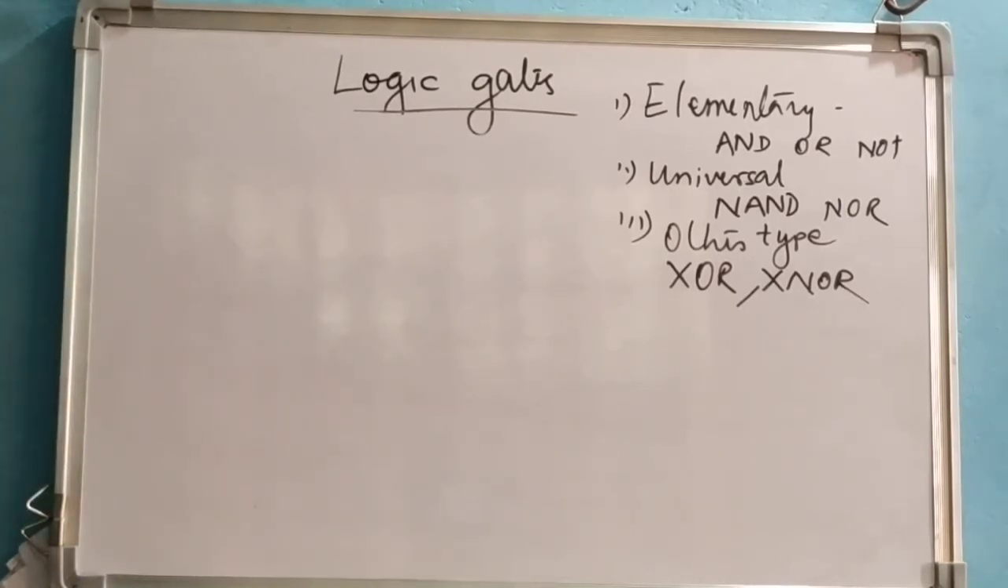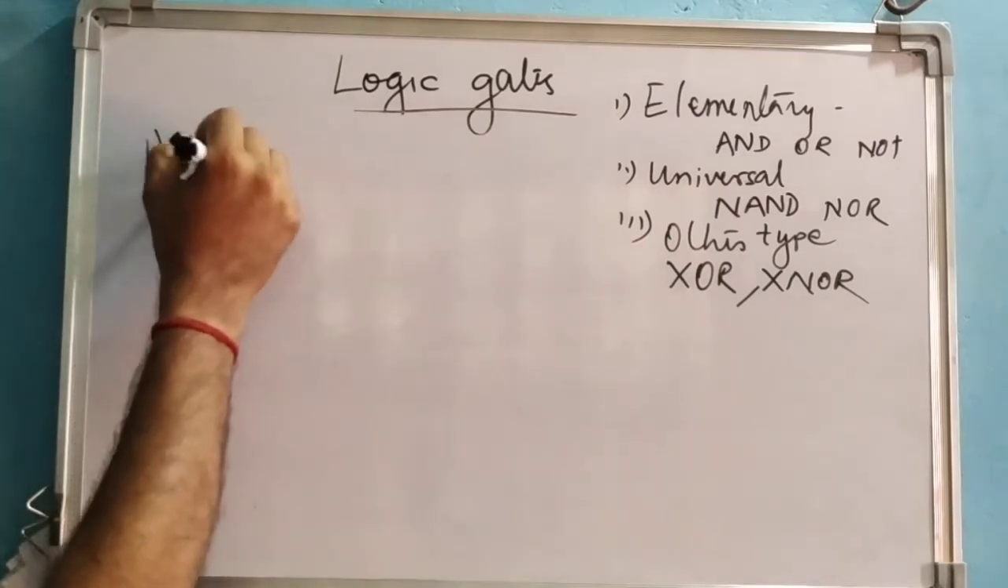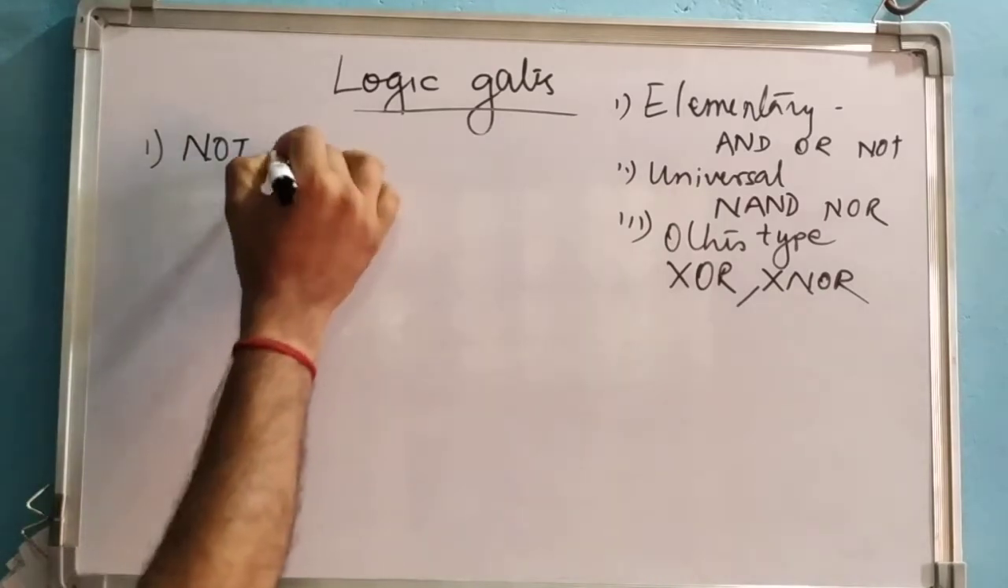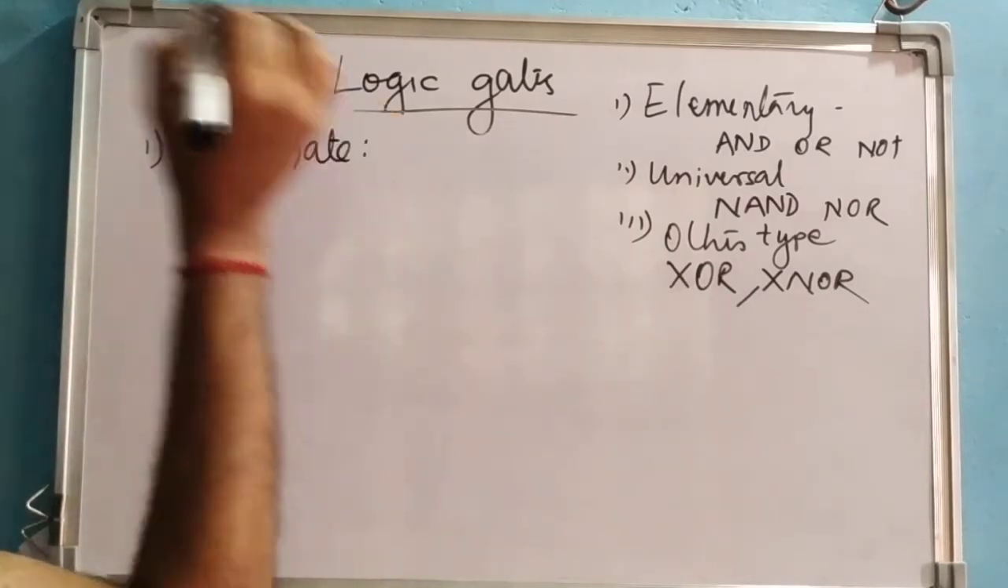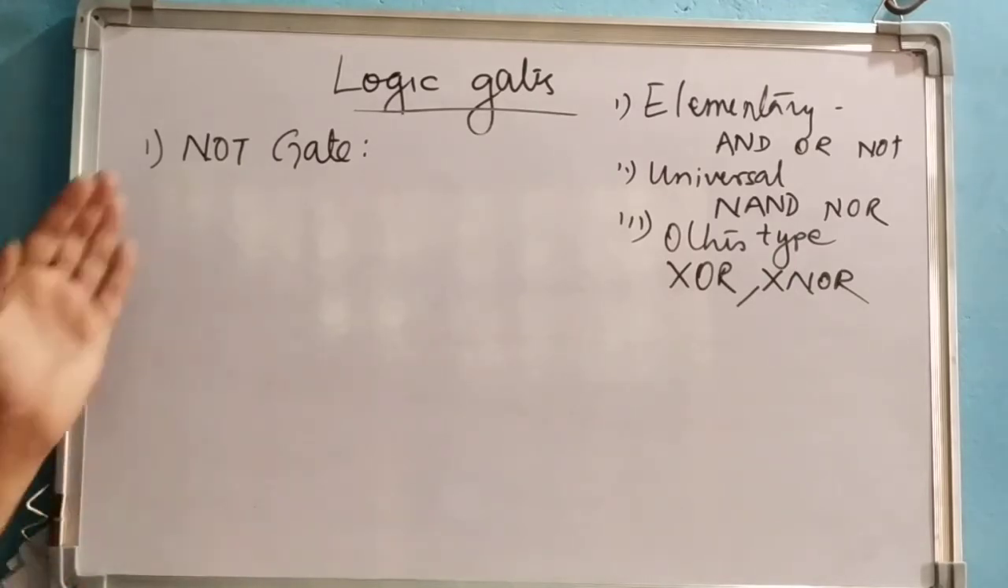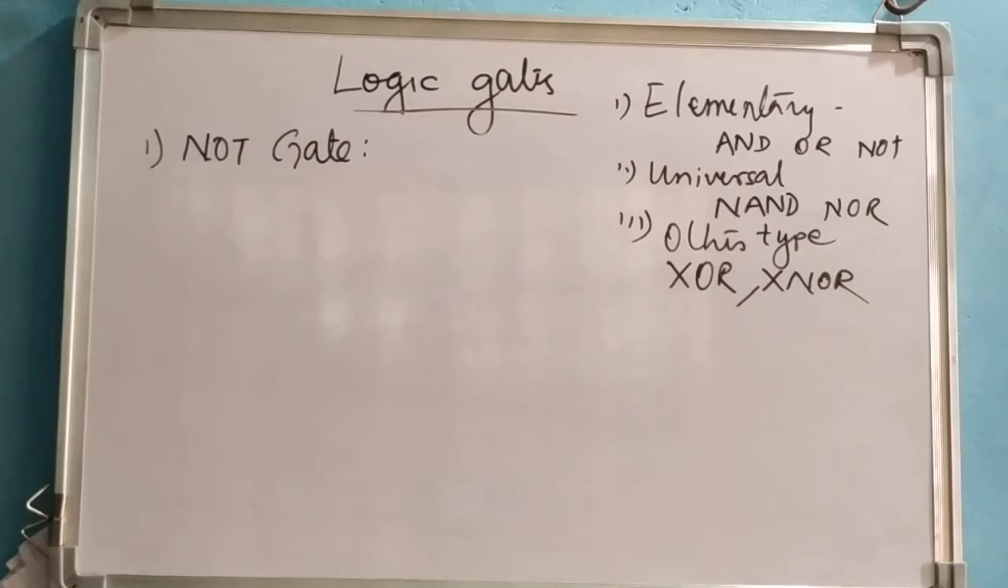Let me start with NOT. How can it be represented? The NOT gate inverts the input signal to its complement. So if it is 1, it will be 0. If it is 0, it is 1. It gives the opposite.